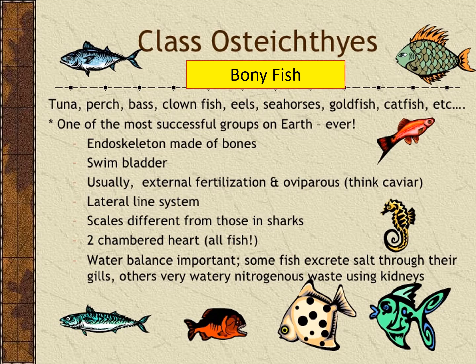Okay, their water balance is important. So some fish excrete salt through their gills, and others excrete a watery nitrogenous waste using their kidneys. They have to maintain their salt balance in their body, and because a lot of them, the ones that are not freshwater, the ones that are in salt water, they're going to have to maintain that using a balance system.